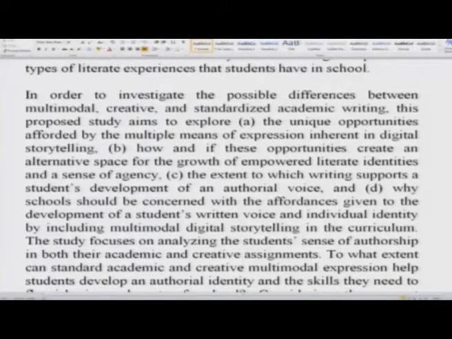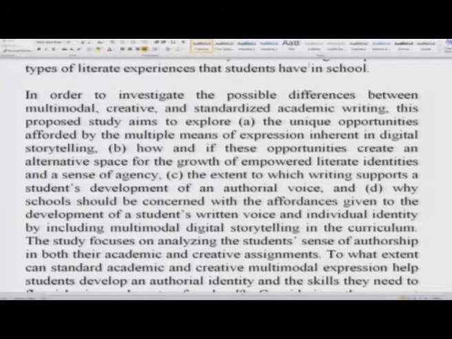In order to investigate the possible differences between multimodal, creative and standardized academic writing, this proposed study aims to explore a. the unique opportunities afforded by the multiple means of expression inherent in digital storytelling, b. how and if these opportunities create an alternative space for the growth of empowered literate identities and a sense of agency, c. the extent to which writing supports a student's development of an authorial voice, and d. why schools should be concerned with the affordances given to the development of a student's written voice and individual identity by including multimodal digital storytelling in the curriculum.